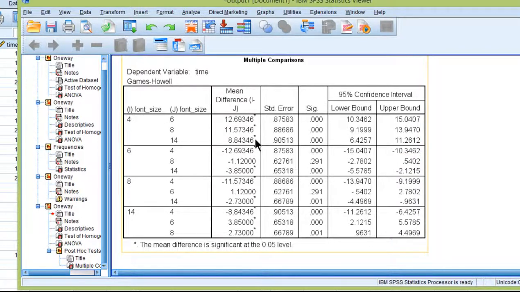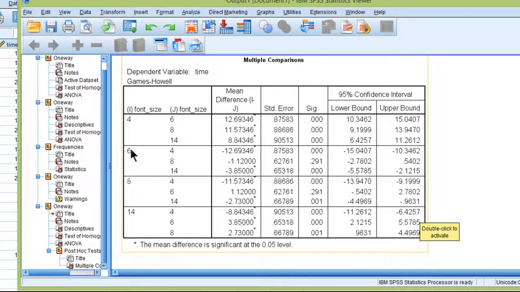We can see that it took more time for people to read on average the font size of 4 than all other font sizes, 6, 8, and 14. All of these differences are statistically significant based on the p-values being less than 0.05, and also the upper and lower confidence intervals, which are not bootstrapped in this case. These are just asymptotic normal distribution theory confidence intervals based on the same procedure estimated here. 4 is slower. It's too small a font. People are taking too long to read a font size of 4.